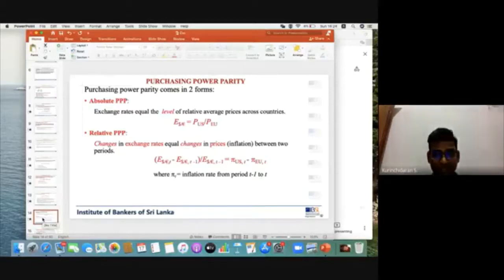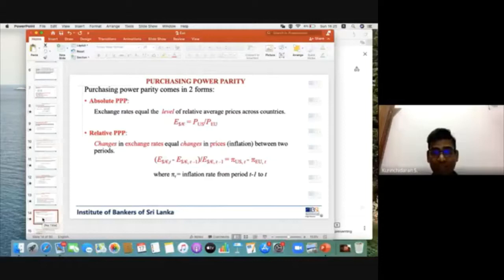How do you calculate changes in exchange rate? You take two periods. One is T, today, other one is T minus 1, yesterday. So today's exchange rate minus yesterday's exchange rate, that's the changes in exchange rate, and divided by yesterday's exchange rate. Then only you can see what is the relative change from yesterday's exchange rate to today's exchange rate.